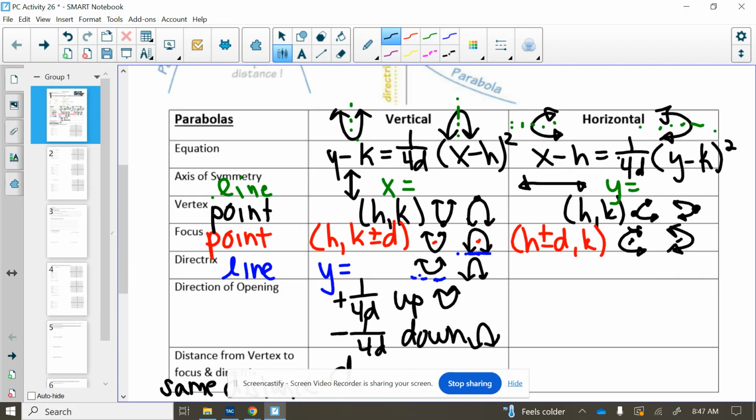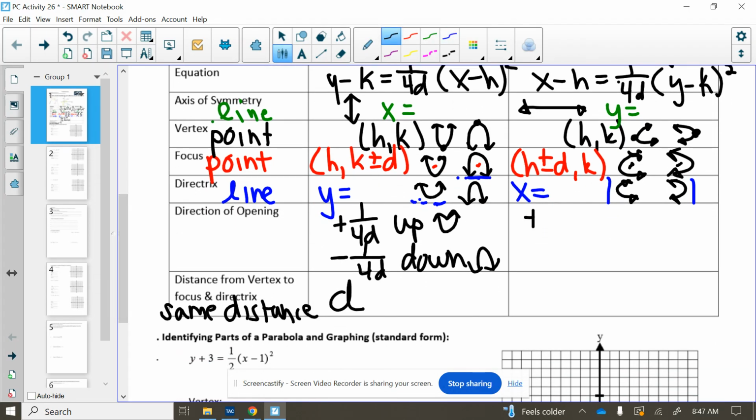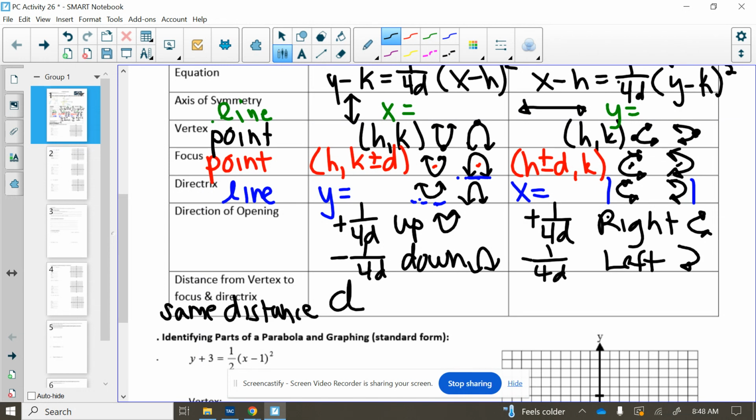When we open our parabolas again to the left or the right, this time our directrix is going to end up being a vertical line. So that's going to be an x equals line that we move away from. And then a positive 1 over 4d value makes these open to the right. A negative 1 over 4d value has us opening to the left.